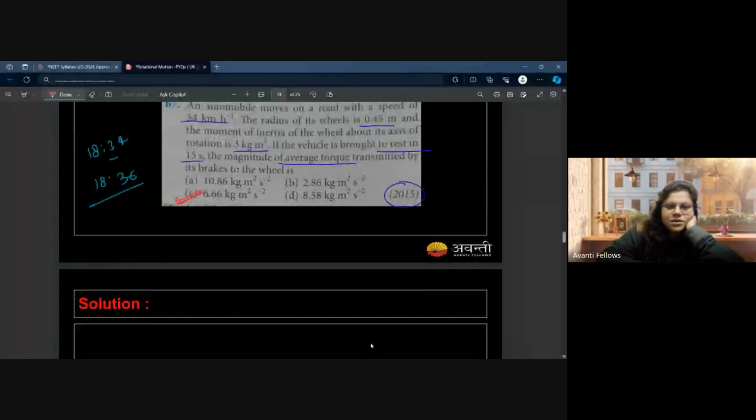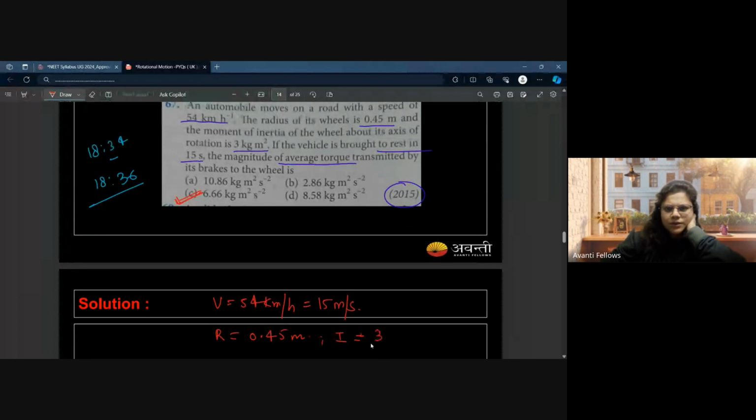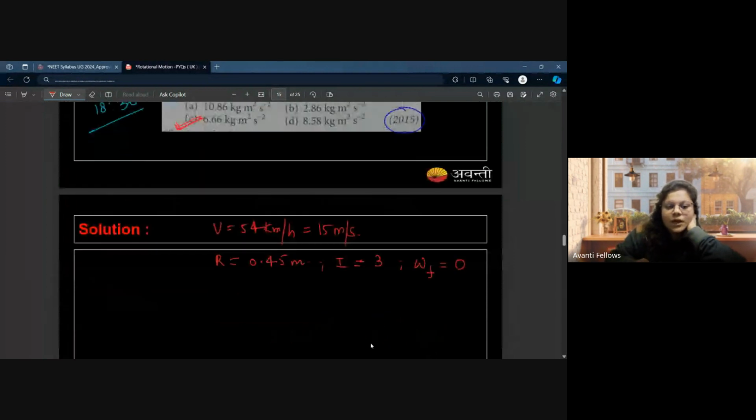See, in this question, the V that we have is 54 kilometer per hour, which can be converted into meter per second. So it would be 15 meter per second, right? They gave you the radius of the wheel as 0.45 meter. The inertia that we have is 3, in SI units. Now they said the vehicle is brought to rest. If it is coming to rest, then the final angular velocity is going to be 0. And they said in 15 seconds you brought the vehicle to rest.